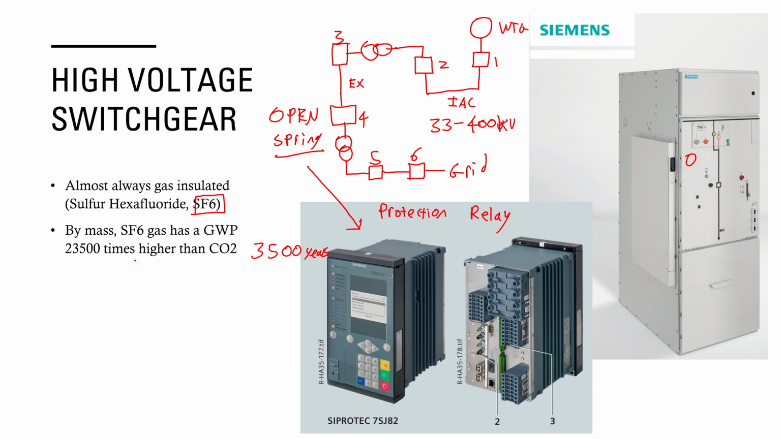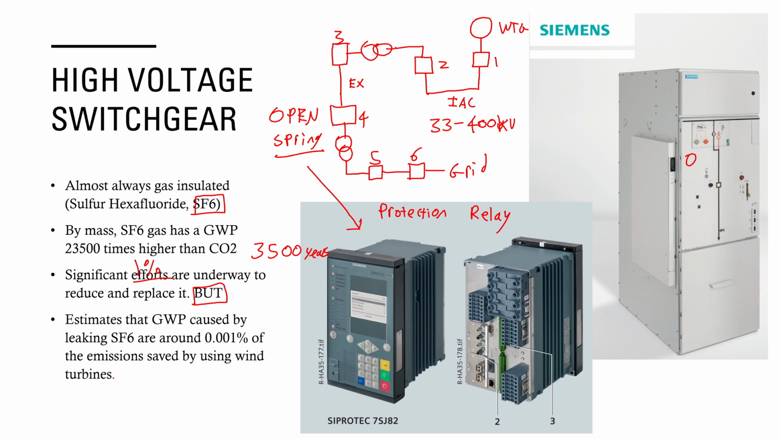I'm estimating probably up to 1% of it may need to go over sort of a 25-year lifespan of switchgear. Now that's more than I would like, and it's more than anyone else would like either. Therefore, significant efforts are underway to reduce and replace SF6. Notwithstanding that, it's still worth noting that the global warming potential caused by leaking SF6 is considered to be about 0.001% of the emissions saved by using wind turbines in the first place.